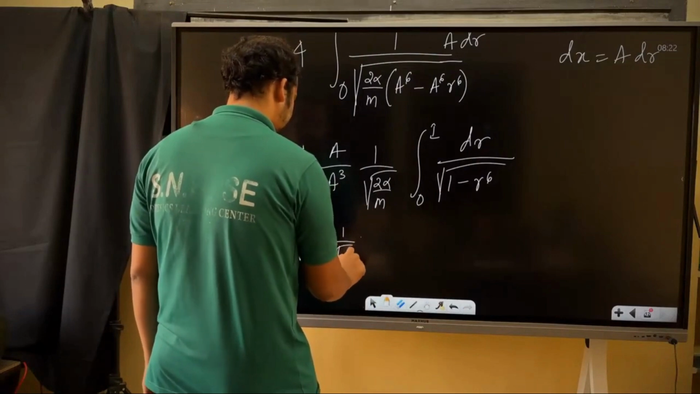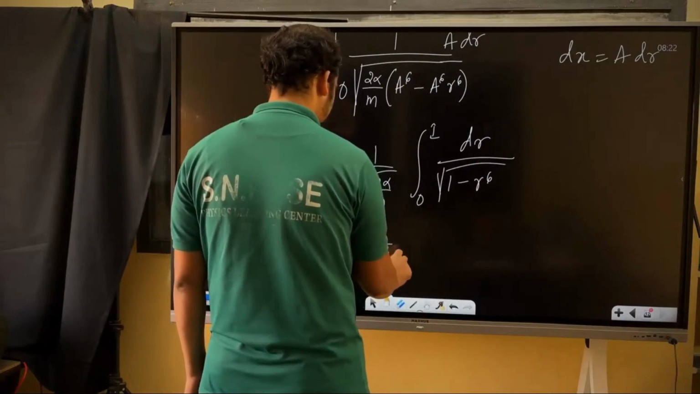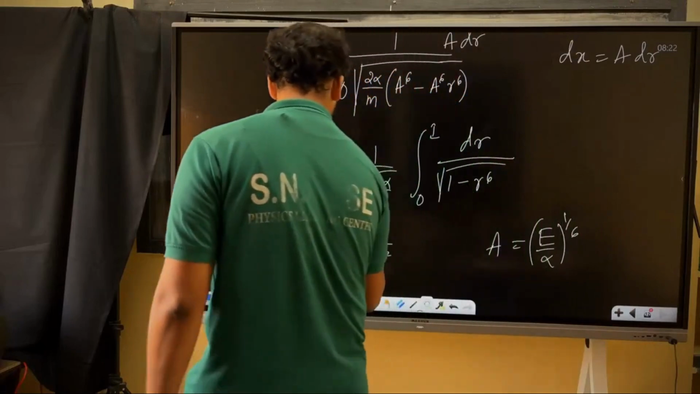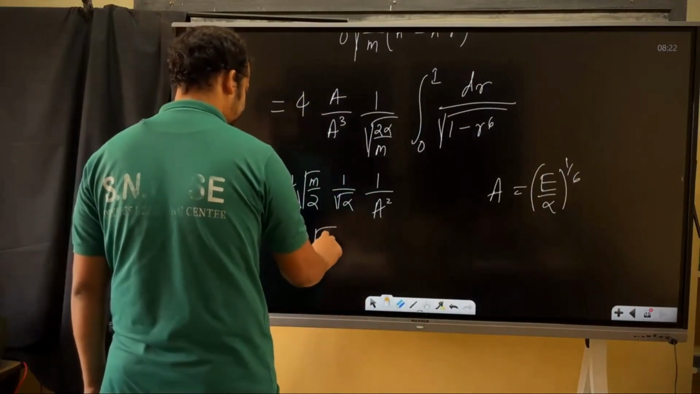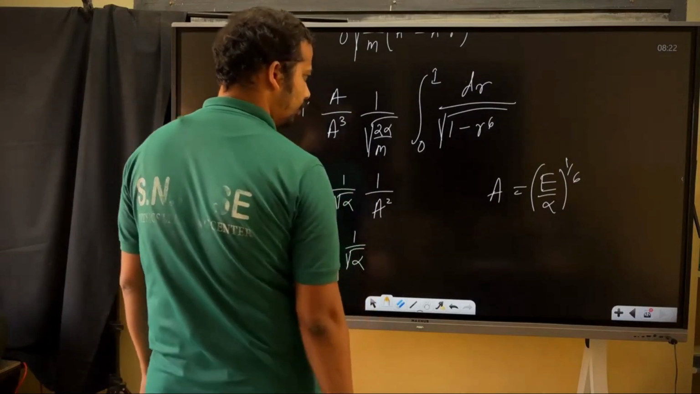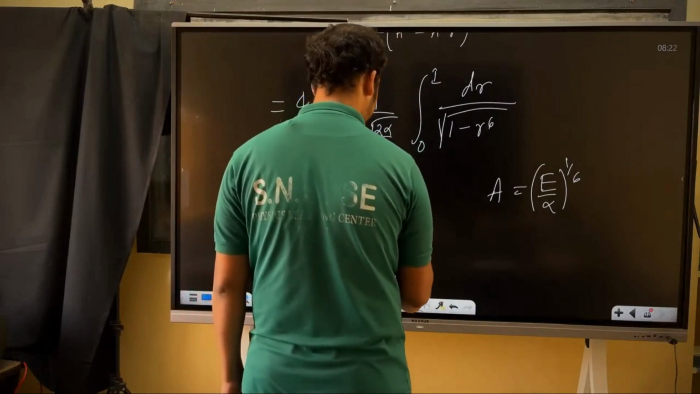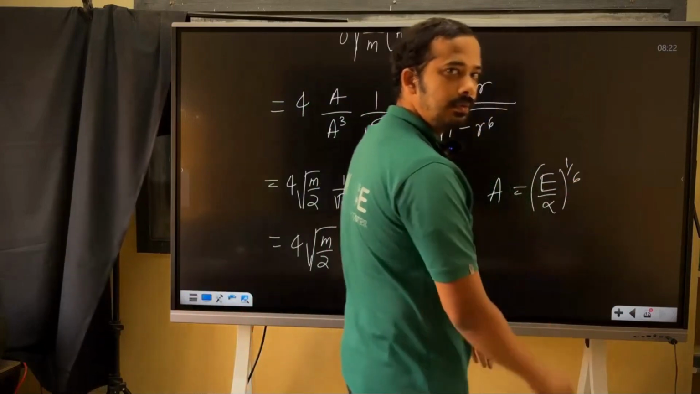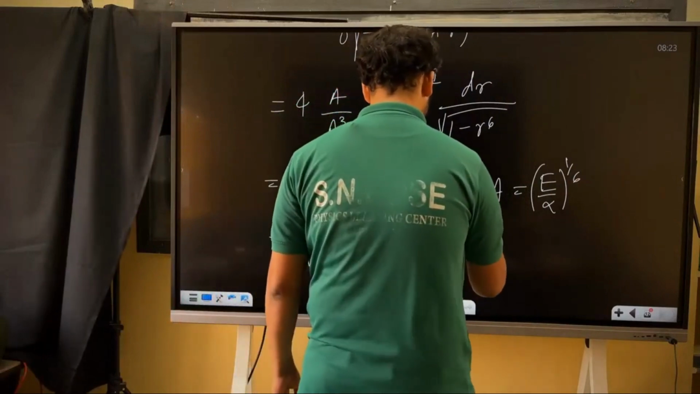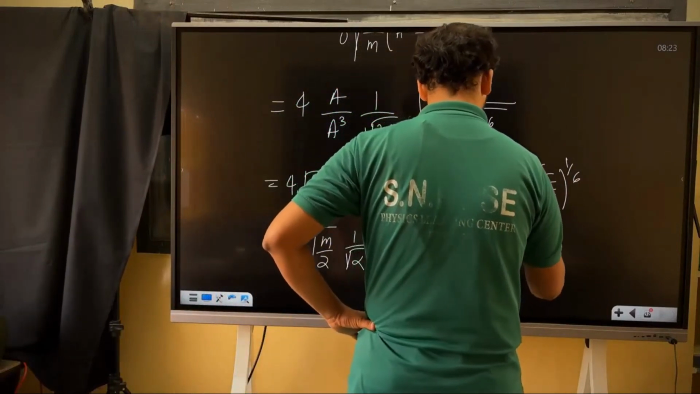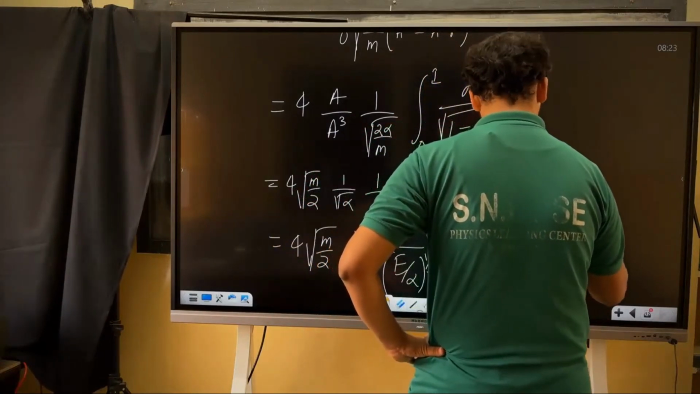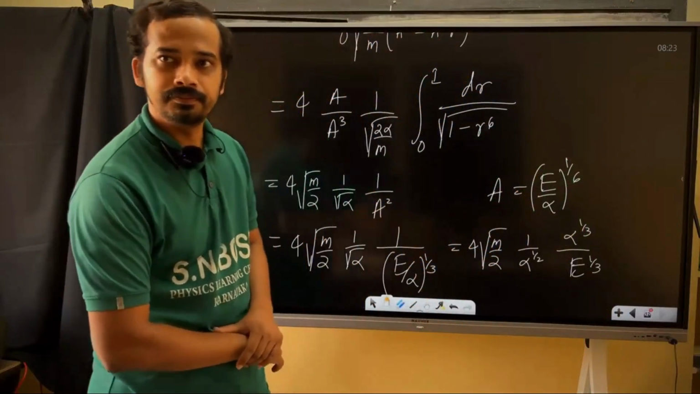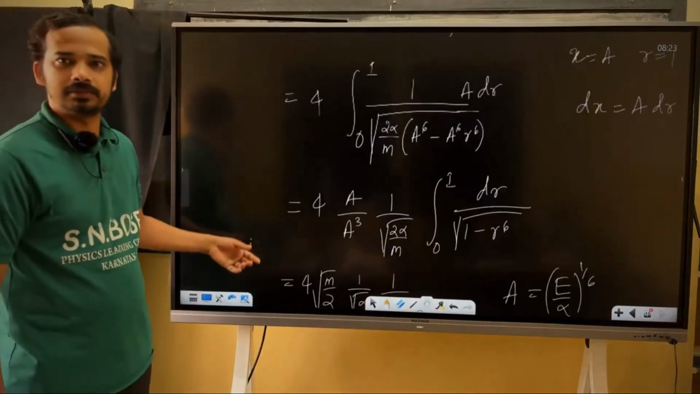1 by root alpha is there. What happened? 1 by a square remained. What is a? a is e by alpha raised to 1 by 6. If you want to write in terms of energy, what do you do? 1 by root alpha, 1 by a square, that is 1 by e by alpha cube, raised to 1 third. So 1 by alpha raised to 1 by 2 into alpha raised to 1 by 3 divided by e raised to 1 by 3. Sometimes they are asking alpha power also, that's why I'm writing separately. e power minus 1 by 3. That's your answer.